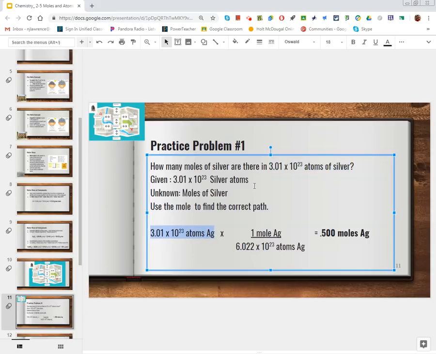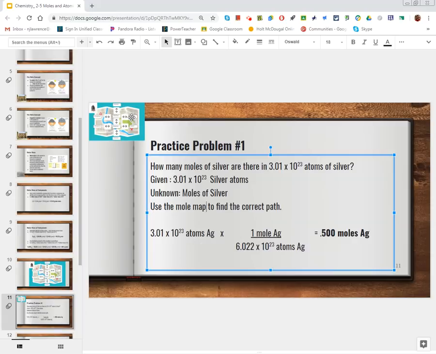Write down what you know. And then the other helpful thing as you get started here is write down your unknown. Where are you going to? What are you trying to answer? And the question says you want to know moles of silver. So you might want to write that down as your unknown. And then we're just going to use our mole map to find this correct path.